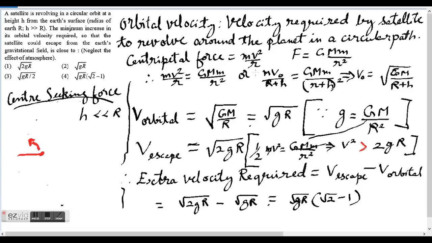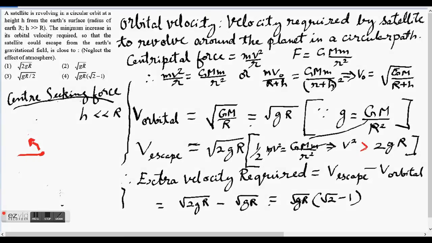Let's go over a little bit of theory. Orbital velocity is the velocity required by a satellite to revolve around the planet in a circular path. Since the satellite is revolving in a circular manner, the force that it will experience is the centripetal force, and centripetal force is given by the formula mv square upon r. Let's see what centripetal force is.